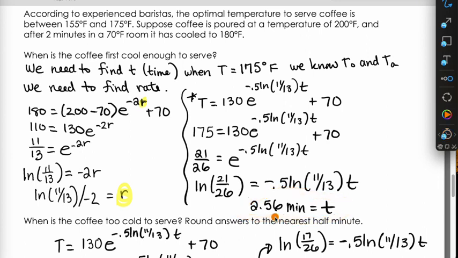So what this is saying is, if we start at 200 degrees Fahrenheit for the coffee and the room is 70 degrees Fahrenheit, when we pour that coffee, it's going to take 2.56 minutes to get down to 175 degrees, which is the optimal time to drink your coffee, between 155 and 175. But this would be the first chance that you would get to drink your coffee.